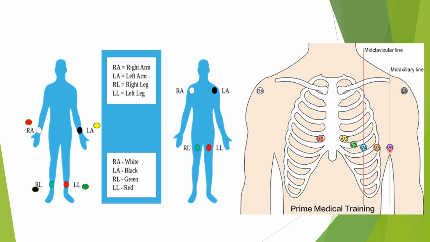And coming to the limb electrodes, RA should be placed anywhere between the right shoulder and the right wrist. LA should be placed anywhere between the left shoulder and the left wrist. RL should be placed anywhere above the right ankle and below the torso, and LL should be placed anywhere above the left ankle and below the torso.